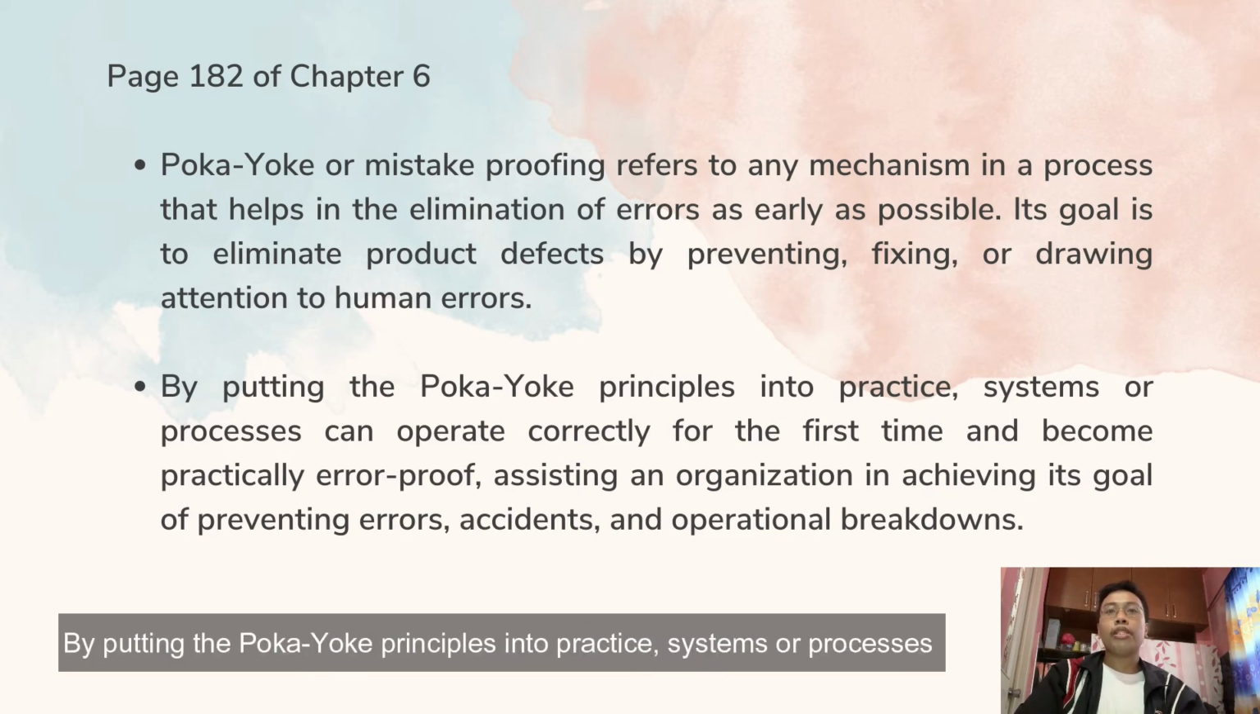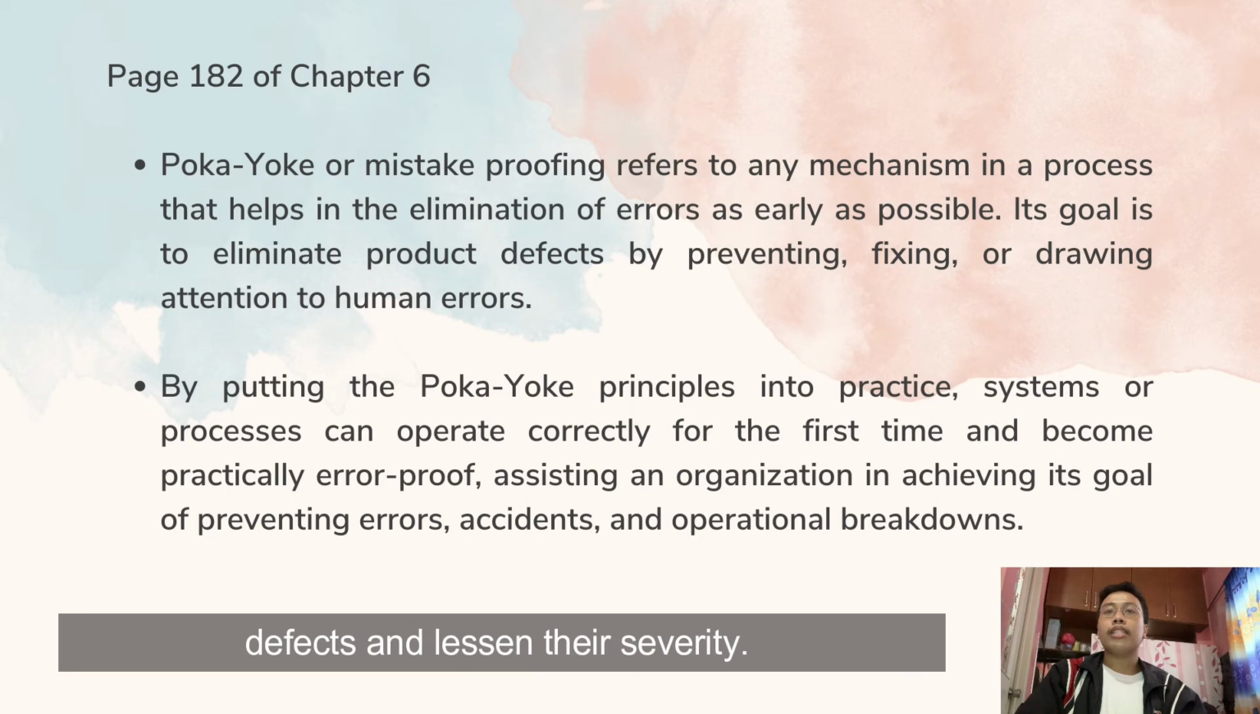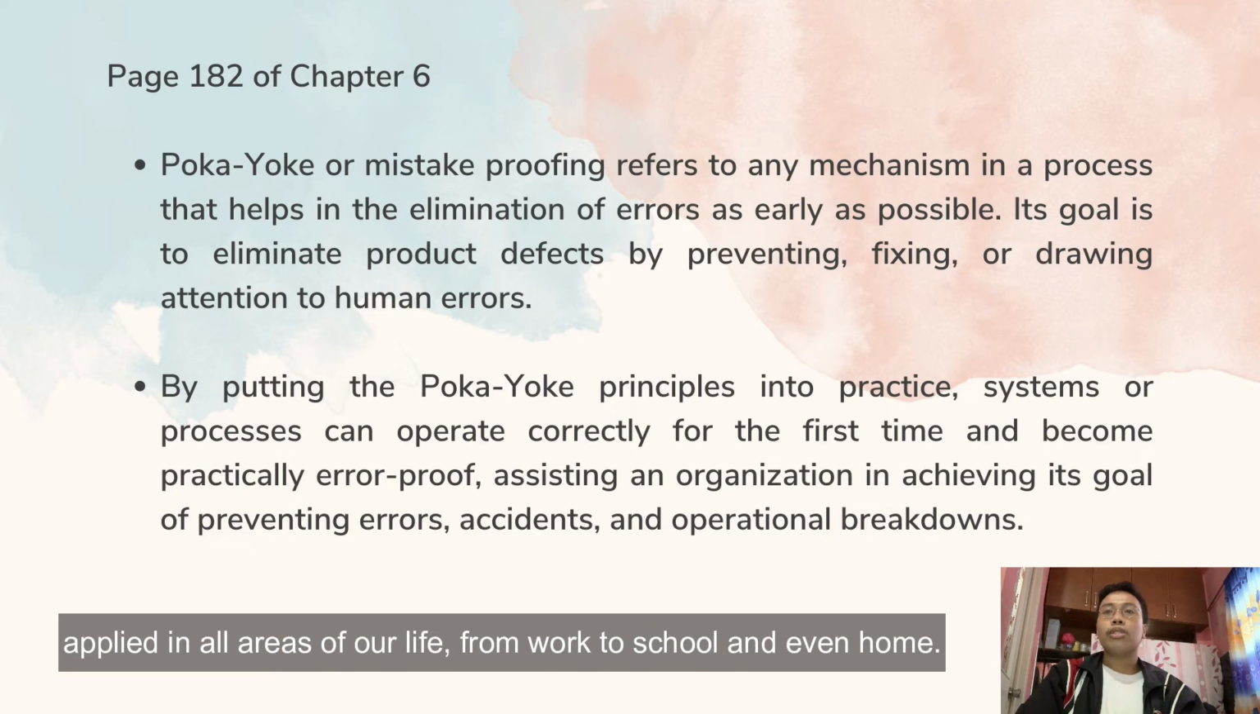By putting the Poka-yoke principles into practice, systems or processes can operate correctly for the first time and become practically error-proof, assisting an organization in achieving its goal of preventing errors, accidents, and operational breakdowns. Since not all anomalies or errors can be completely avoided, mistake proofing aims to also identify existing defects and lessen their severity. I believe that the principles of Poka-yoke or mistake proofing can be applied in all areas of our life, from work to school and even home.